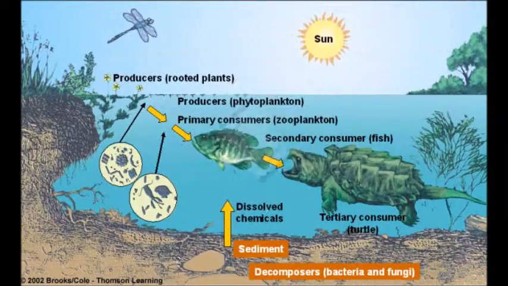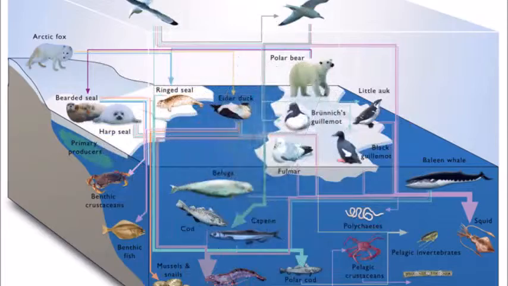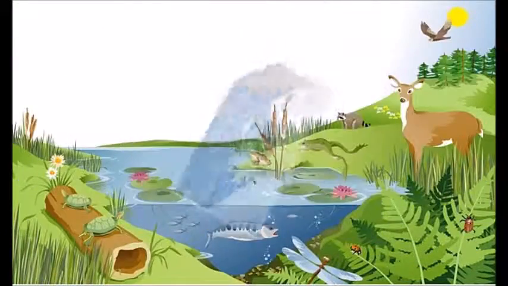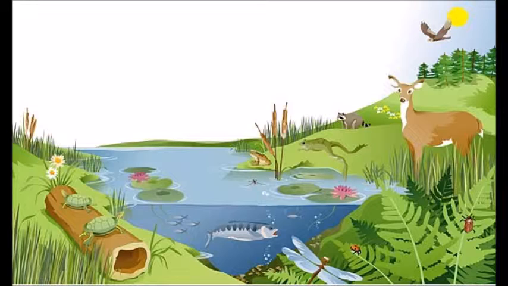Aquatic ecosystem. It is an ecosystem located in water bodies. The two main types of aquatic ecosystems are marine ecosystems and freshwater ecosystems. Freshwater ecosystems have types like lentic, lotic and wetland.